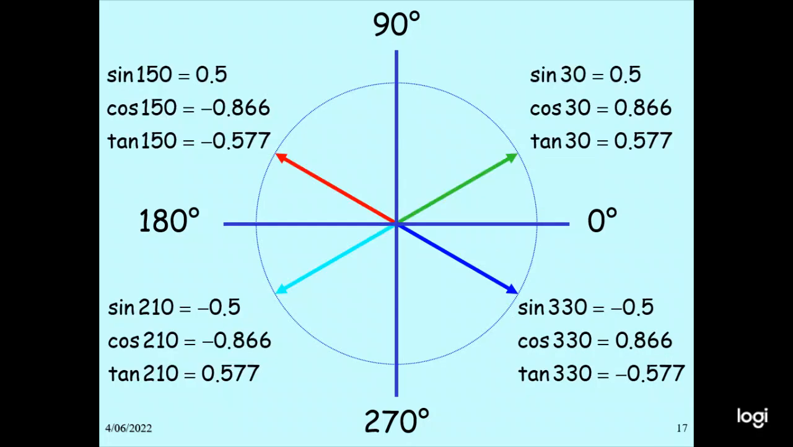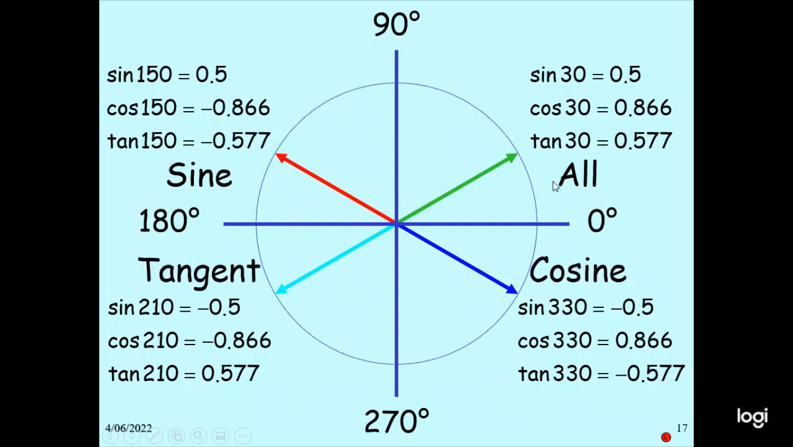So this is the relationship between both things. You can see the sine 30, sine 150, sine 210, sine 330, we can put on this diagram. This is all, sine, tan, cos. In this quadrant all angles are positive, in this one sine is positive, others are negative. In this quadrant, tangent is positive, others are negative. In this quadrant, cosine is positive, others are negative.